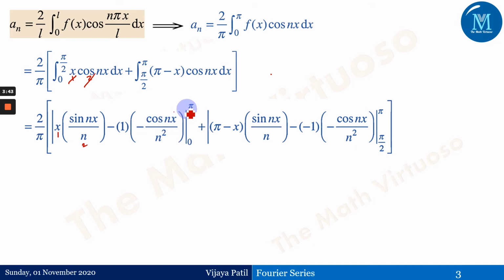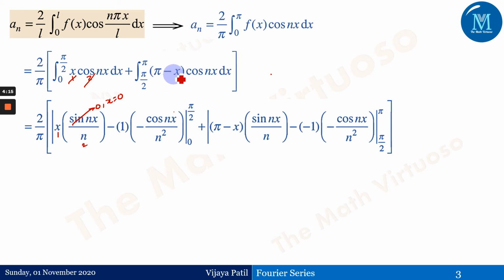Now let me explain what will happen whenever x moves to 0. Sine of nx will be 0 when x is equal to 0. What will happen with pi by 2? It will not be 0 because it's sine of n pi by 2. So sine of n pi by 2 will be 0 according to the value of n, right? And similarly, cos of n pi by 2 will also be 0, plus 1 or minus 1 according to the value of small n.